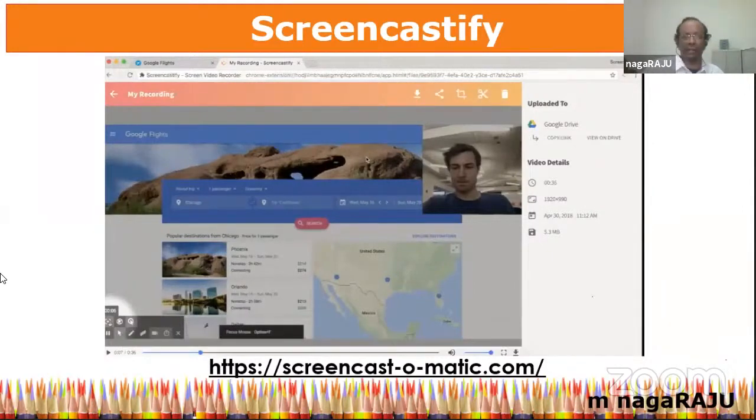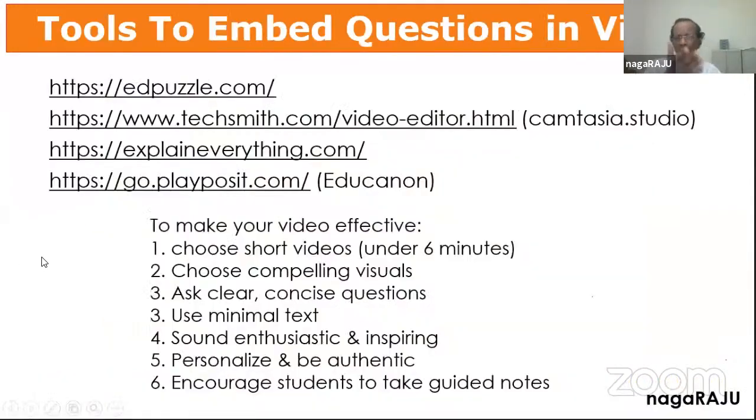So try any one of these. There are others also: Edpuzzle, TechSmith, etc., explaineverything.com. Play soft, but maybe keep some of these things effective. Choose short videos when you want to show videos to your students.